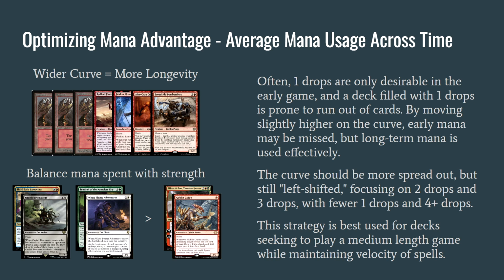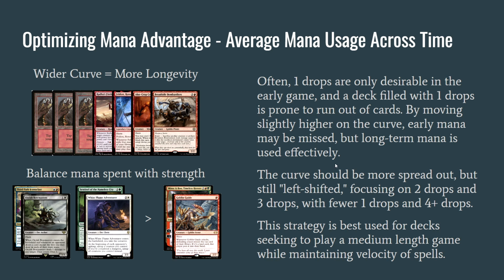It's much worse to not spend your mana when you have 2 or 3 mana open than it is to not spend your mana when you only have 1 mana open. This means that you shift away from 1-drops and look more towards 2s and 3s, because you want to be able to have enough cards to last you throughout the game and still use as much mana as you can. So the reason why this is average mana usage across time is that across the course of the game, the average mana that you use will be higher. You might not have as many perfect turns, but you'll have more turns that are optimized.